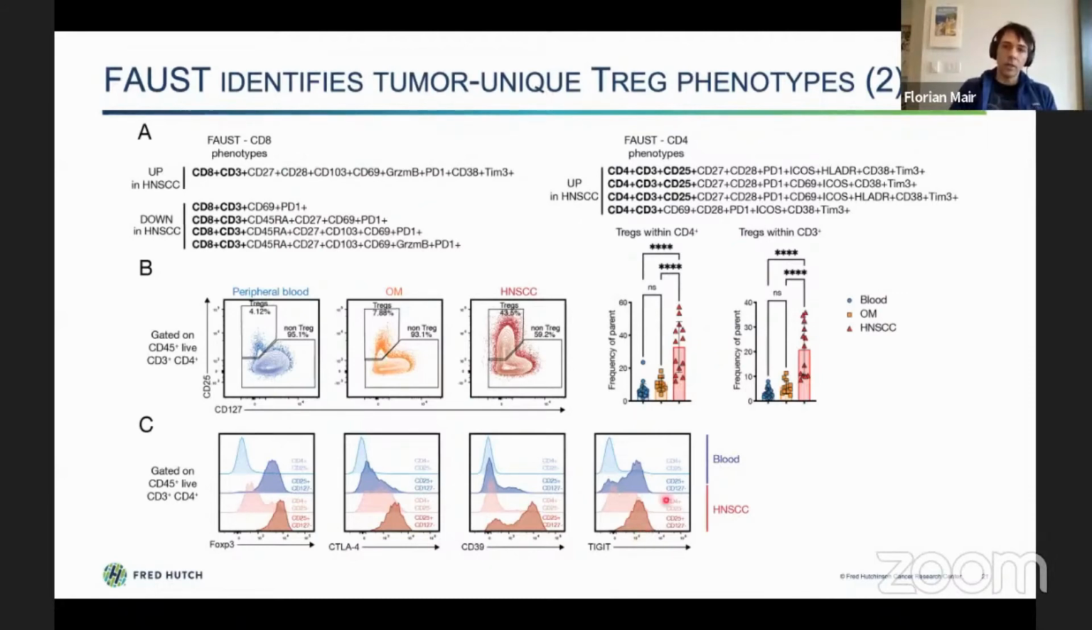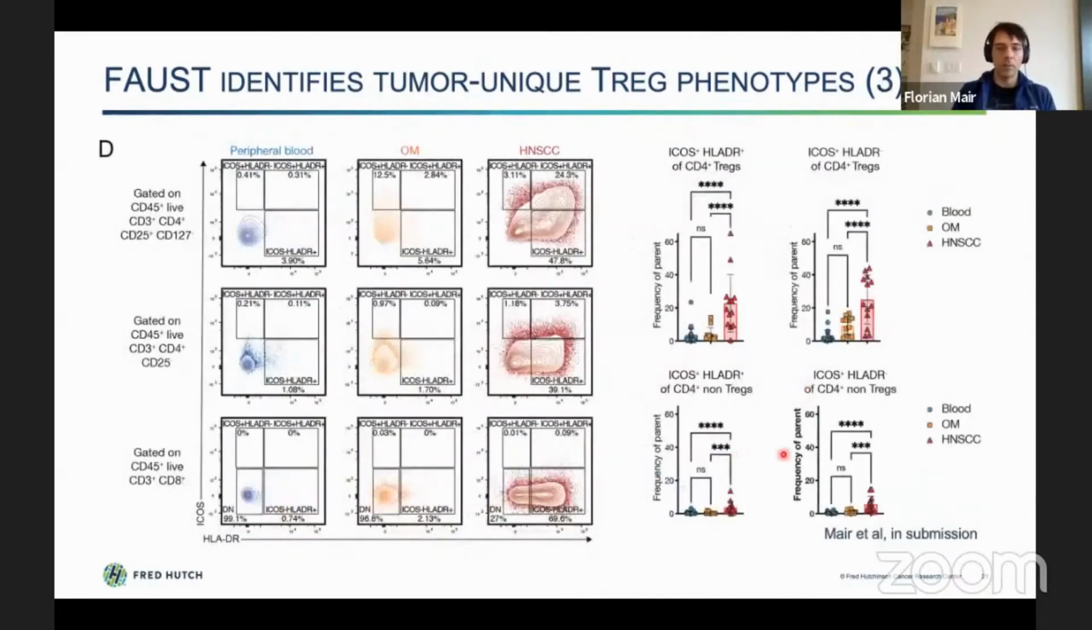So when we looked at these different marker combinations and tried to boil it down to something that could be more easily reproduced, for example, for sorting or for subsequent functional assays, we noticed that the combination of ICOS and HLA-DR was actually sufficient to identify a unique population. Let me walk you through this rather busy slide. This upper panel shows you, for peripheral blood, the oral mucosa, and the tumor tissue, the expression pattern of ICOS and HLA-DR for the Treg population. This here is for the CD4 positive non-Treg population, and this here is for the CD8 population.